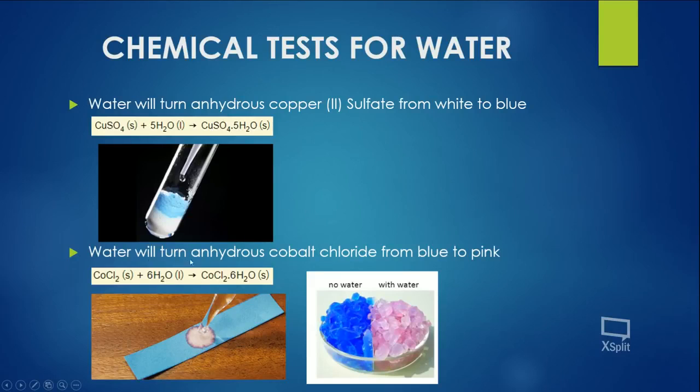Similarly, water will turn anhydrous cobalt chloride from blue to pink. And you can use a cobalt chloride paper for this, but ultimately the cobalt chloride anhydrous form will be blue, and if you add any sort of water to it, it will turn pink, as you see there.